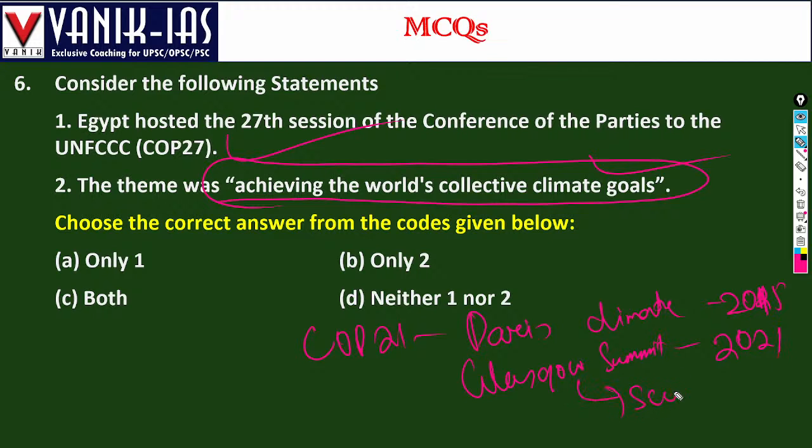The Glasgow Summit occurred in Scotland, where India made promises: creating 450 gigawatts of renewable energy and achieving net carbon neutrality by 2070. That is what we call the Glasgow Summit.